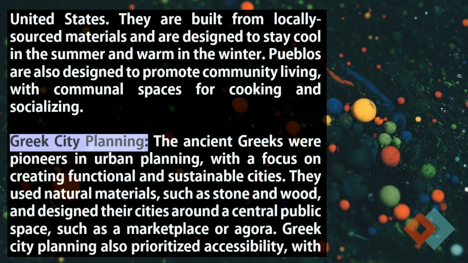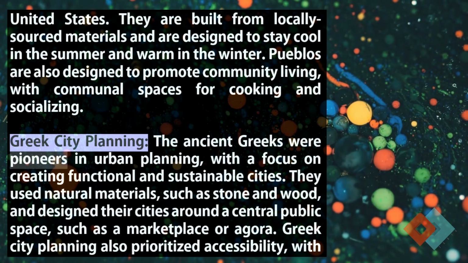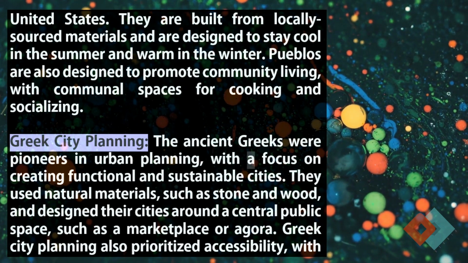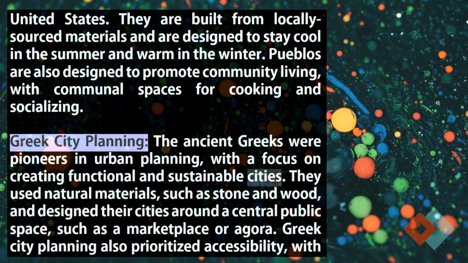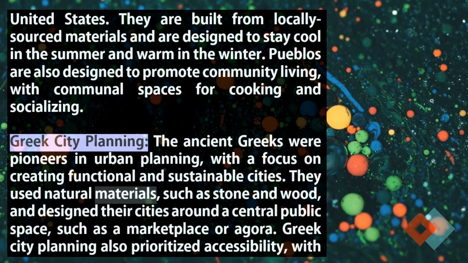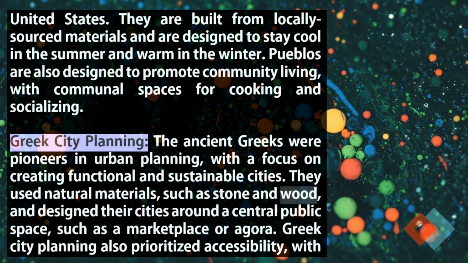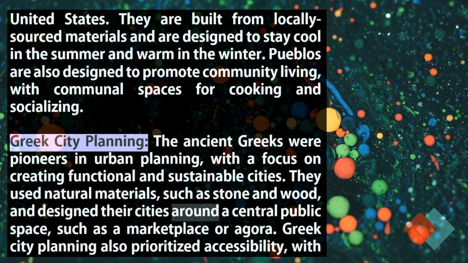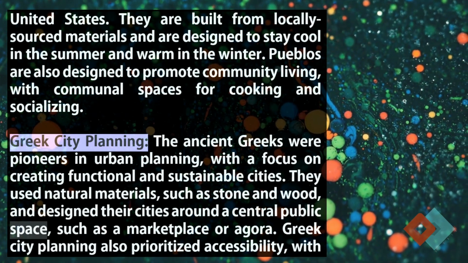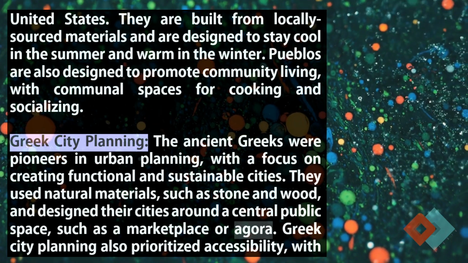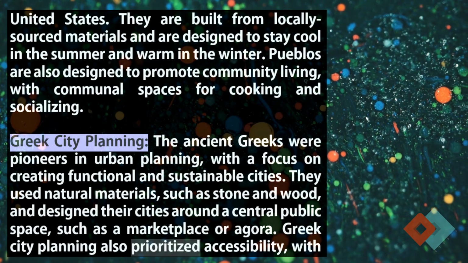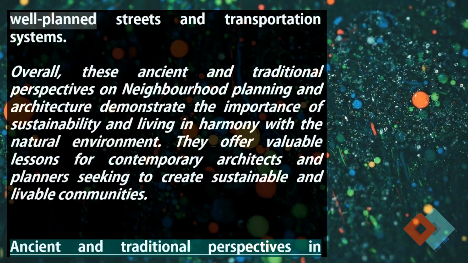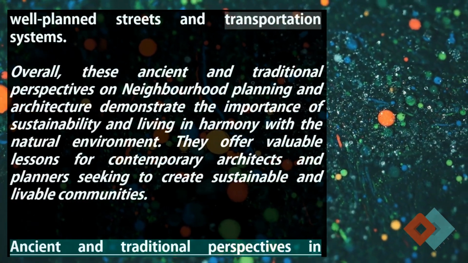Greek city planning. The ancient Greeks were pioneers in urban planning, with a focus on creating functional and sustainable cities. They used natural materials, such as stone and wood, and designed their cities around a central public space, such as a marketplace or agora. Greek city planning also prioritized accessibility, with well-planned streets and transportation systems.